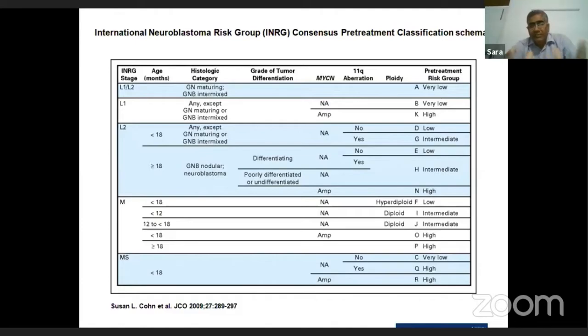Now, if you look at these categories, there is a special category in localized tumor where the histopathology is very important, as I've shown in the previous slide. If you have ganglioneuroma or ganglioneuroblastoma, which indicates that it is already differentiated or differentiating towards normal ganglionic cells, they have very low risk of relapse. They do very well. They have very good prognosis. In such children, just surgery alone may be sufficient. You don't have to do anything more than that.